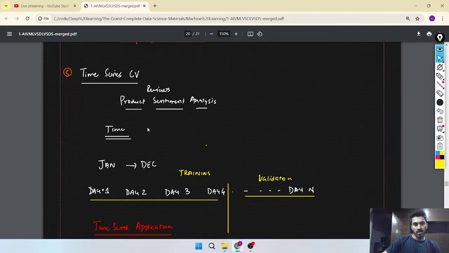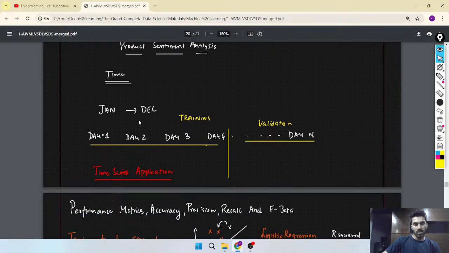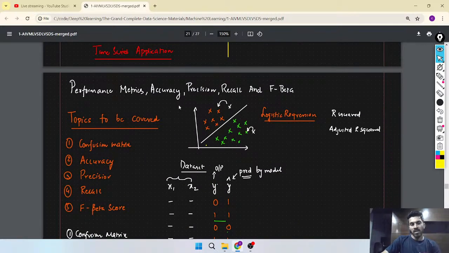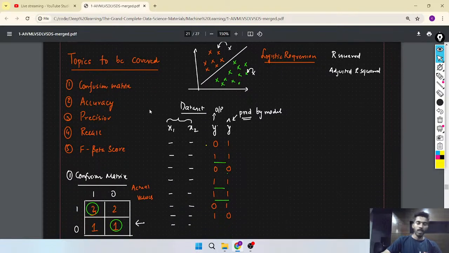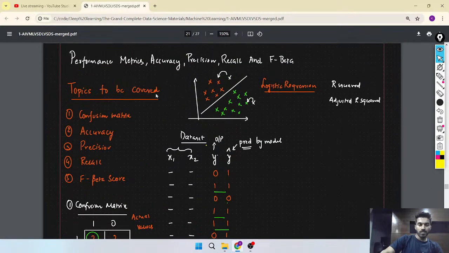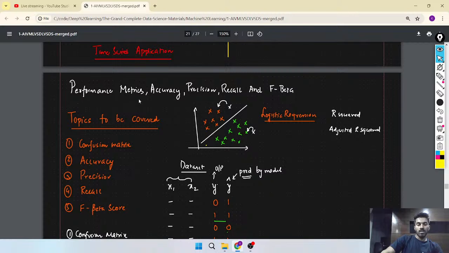K-fold cross validation, time series cross validation, performance metrics, accuracy, precision, recall, and F beta score. Now we will learn the topics to be covered today. So now, let's learn performance metrics. Inside the performance metrics, we have accuracy, precision, recall.